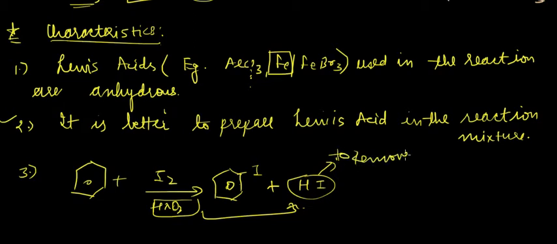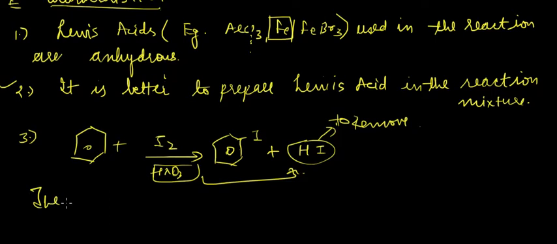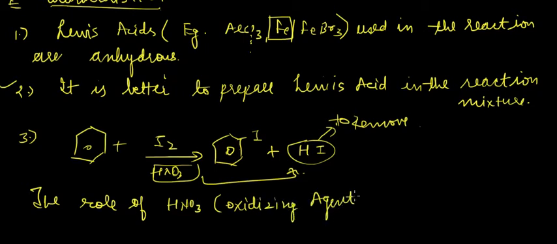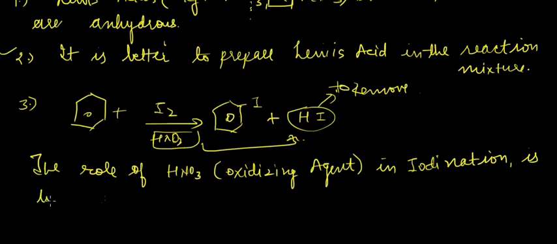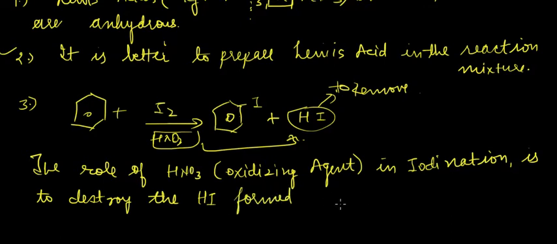Okay, so let me write this down formally, that the role of HNO3, or rather the oxidizing agent, in iodination is to destroy the HI formed in the reaction.